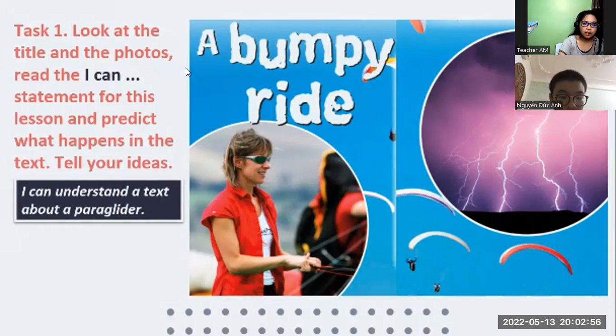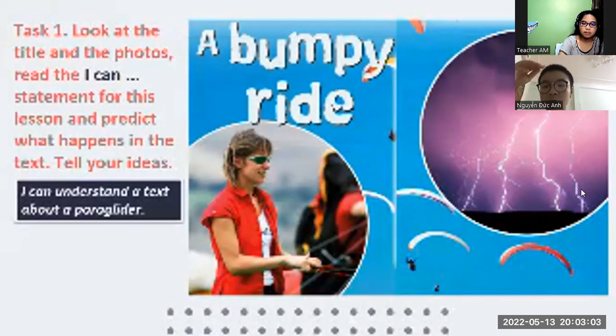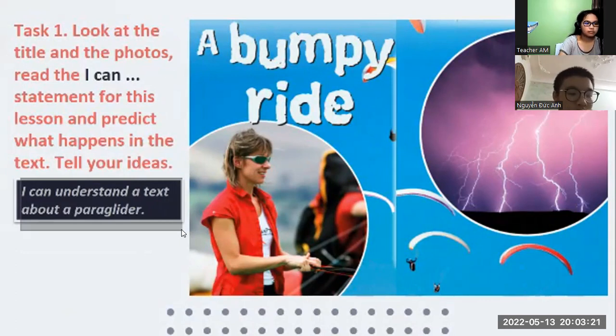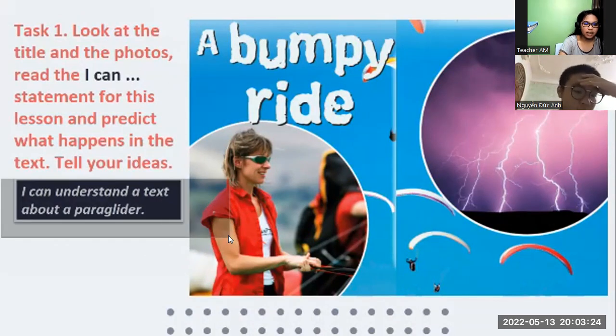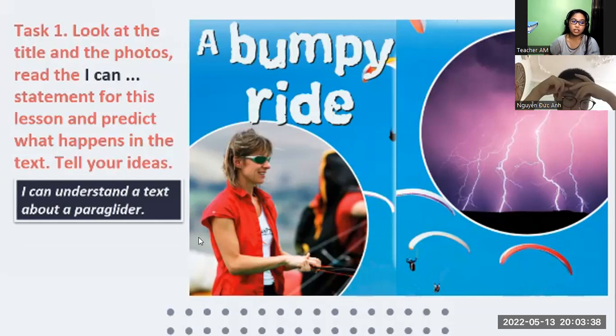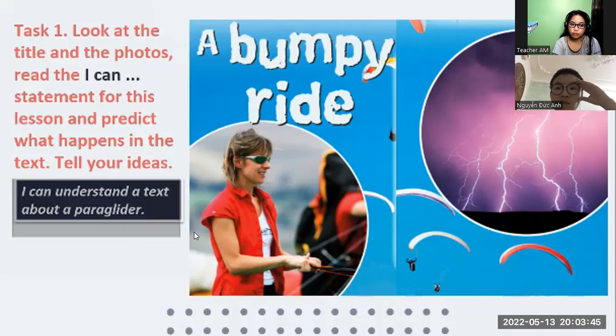Okay. So now, here, a bumpy ride. Okay. Can you see the picture of a bumpy ride? Yes. Okay. So now, I want you to read the I can statement below this one. Can you please read this one, Anne? Can you see my screen clearly? Yes. Okay, great. So now I want you to read this one.